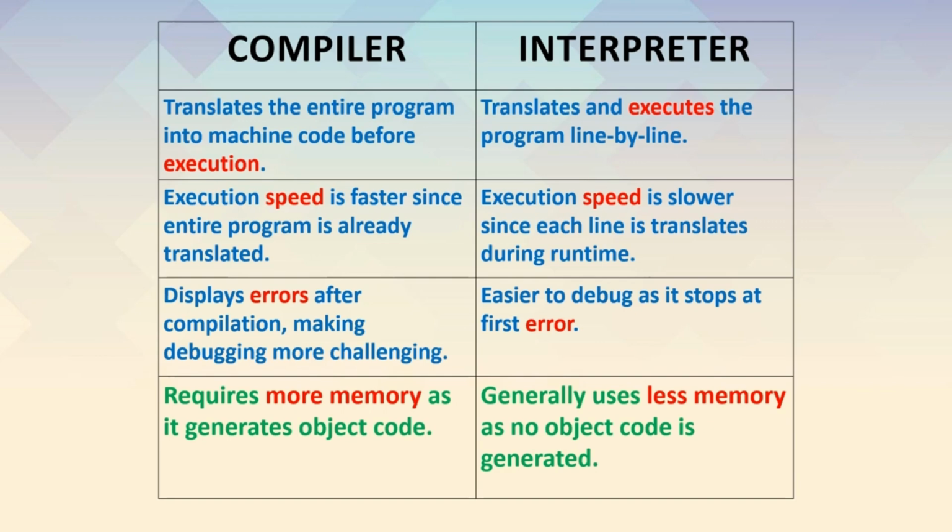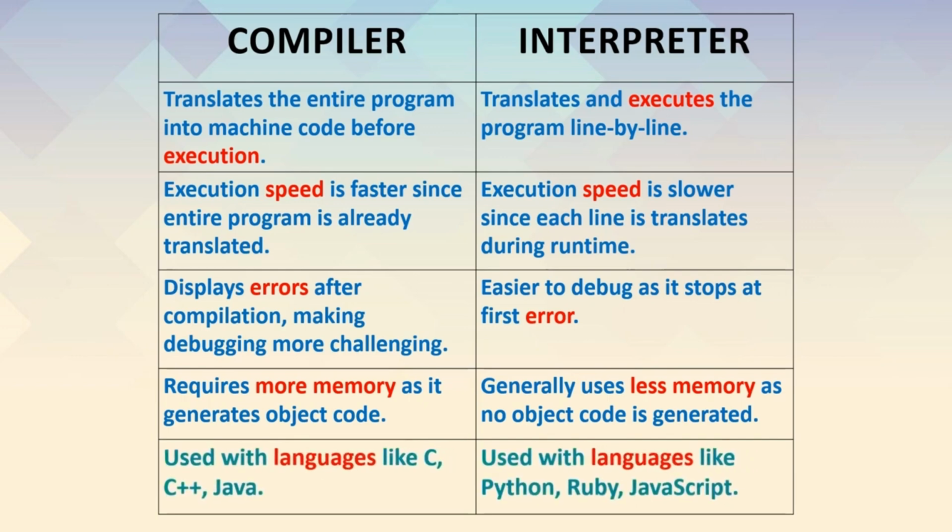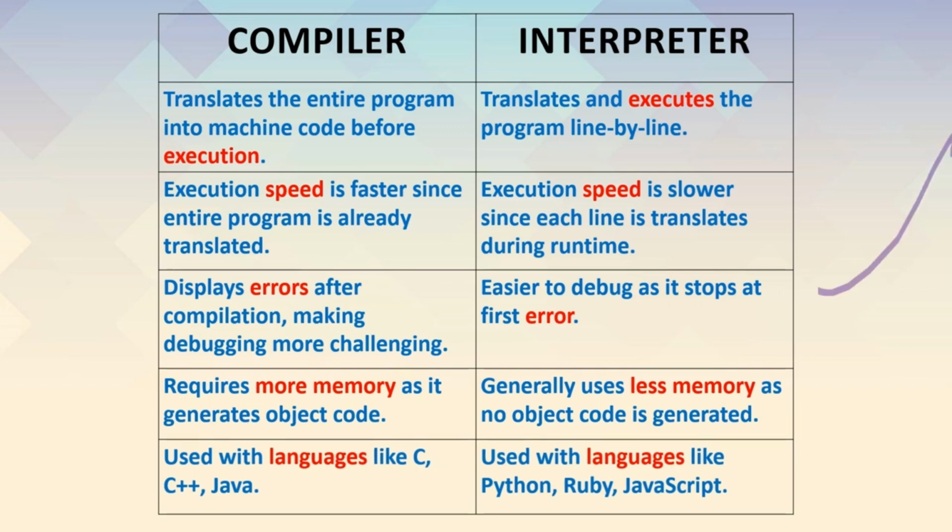As for memory usage, a compiler requires more memory as it generates object code. As an interpreter does not generate object code, it uses less memory. Finally, when it comes to languages, compilers are used with C, C++, and Java, whereas languages like Python, Ruby, and JavaScript use interpreters to translate and execute the code line by line. These points cover how compiler and interpreter work and their differences.